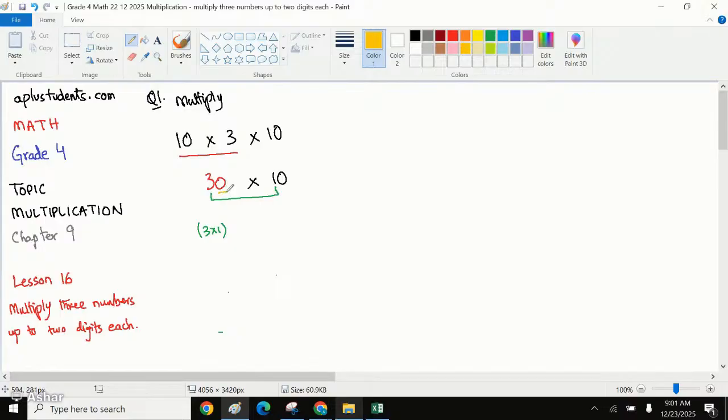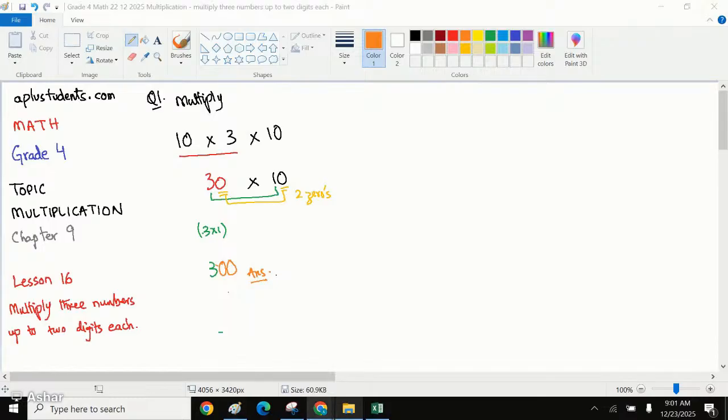And we need to remember the number of zeros over here. How many zeros do we have? We have 2 zeros, right? So 3 multiplied by 1 is 3, and we simply add 2 zeros to it. That means 10 multiplied by 3 multiplied by 10 comes out to be 300. And this is our answer. Okay. Let's try another example.